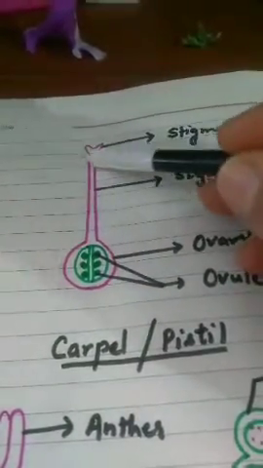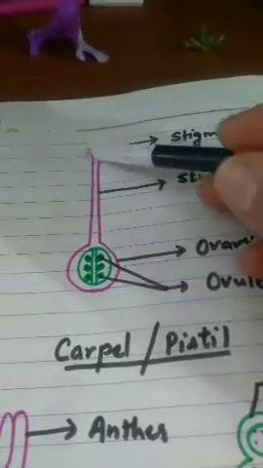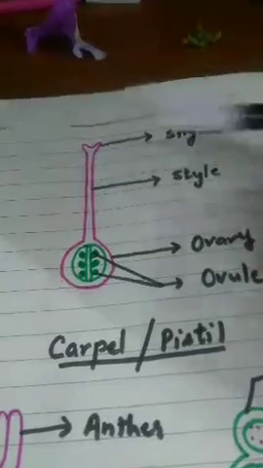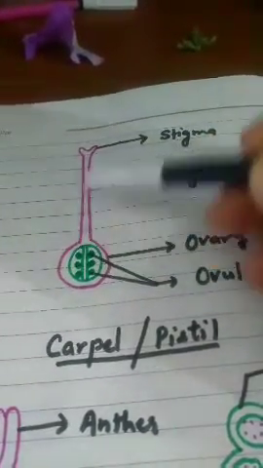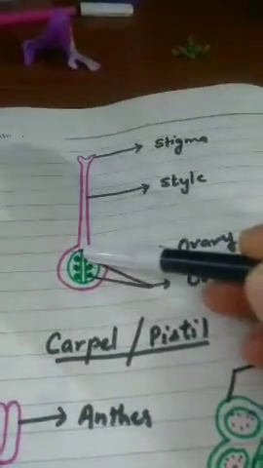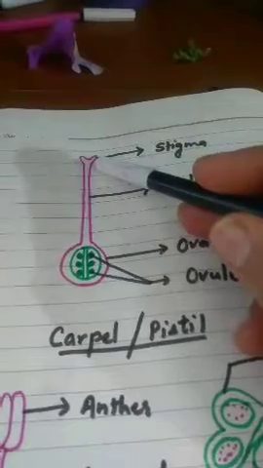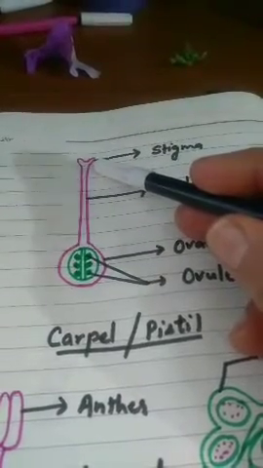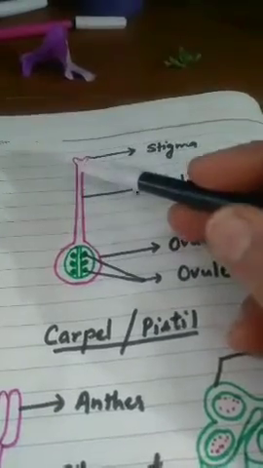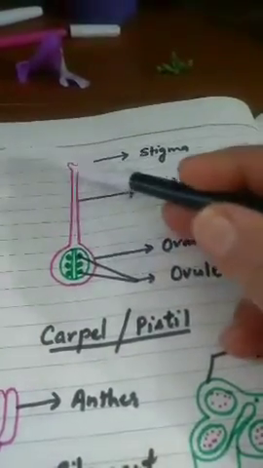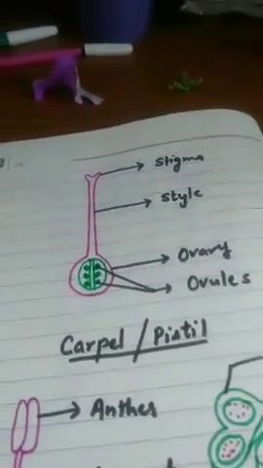The first part, the upper part, is a knob-like structure that may have lobes also. This is called stigma. It may have some glands or hairs here. This portion is called style, a tube-like structure, and this portion is called ovary. Stigma receives the pollen grains. So it serves as a landing place for the pollen grains during pollination. And this tube-like structure connects stigma to ovary. And inside the ovary, ovules are present.